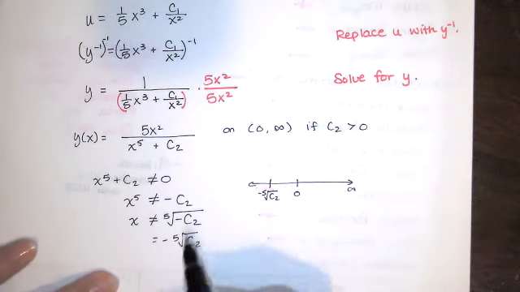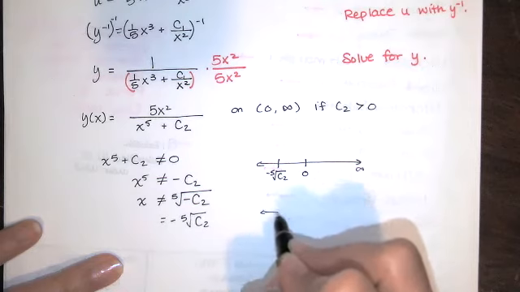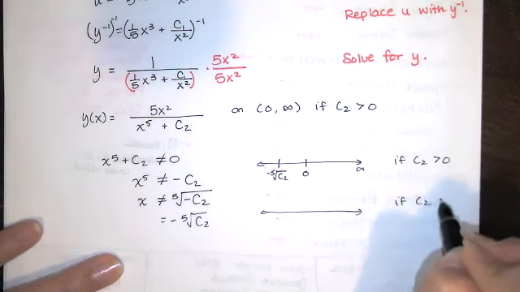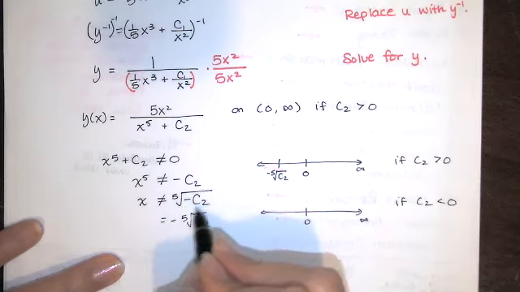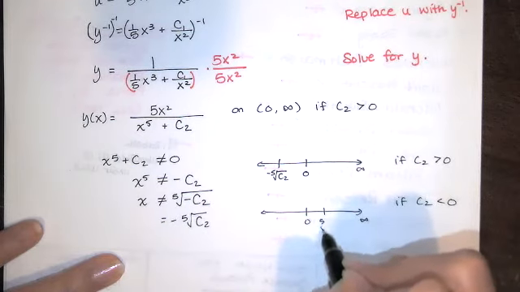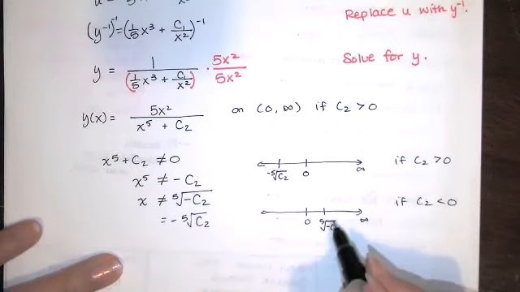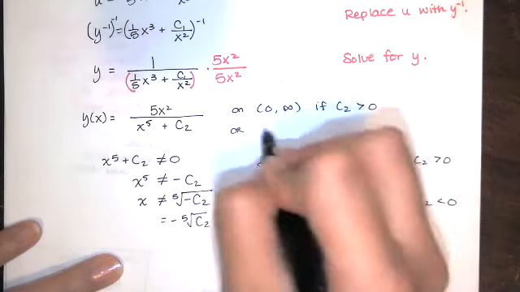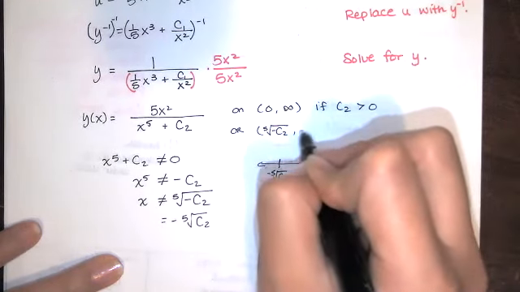Now if C2 is negative, so this is a negative times a negative, which makes that the 5th root of a positive number. In that case, this 5th root of a positive number is going to be over here. I know it still looks like it's a negative number, but if C2 is negative, a negative times a negative is a positive, and that's a positive number. In that case, our interval of existence would be the 5th root of negative C2 to infinity.